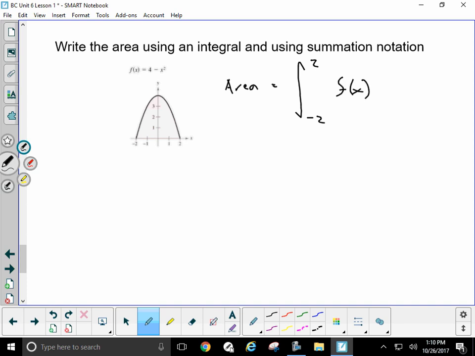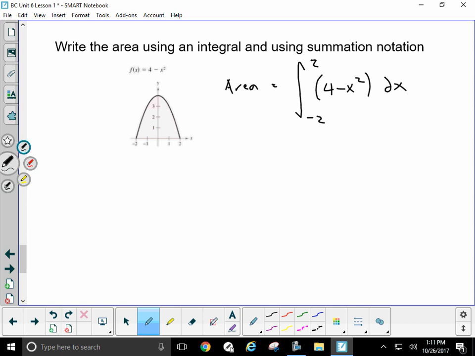But instead of f of x, you can actually use the function 4 minus x squared. Now, since we're using 4 minus x squared, we're going to replace that with parentheses. It's important to put parentheses around your function before the dx. That way you don't think you're just multiplying the width by x squared. You're multiplying it by 4 minus x squared. That's the height times the width. Okay? Good. That's the easy one.